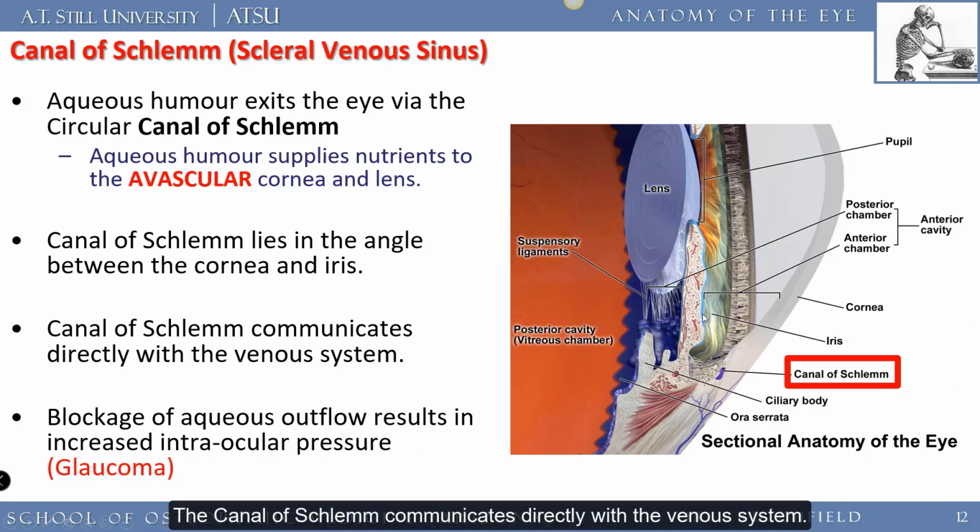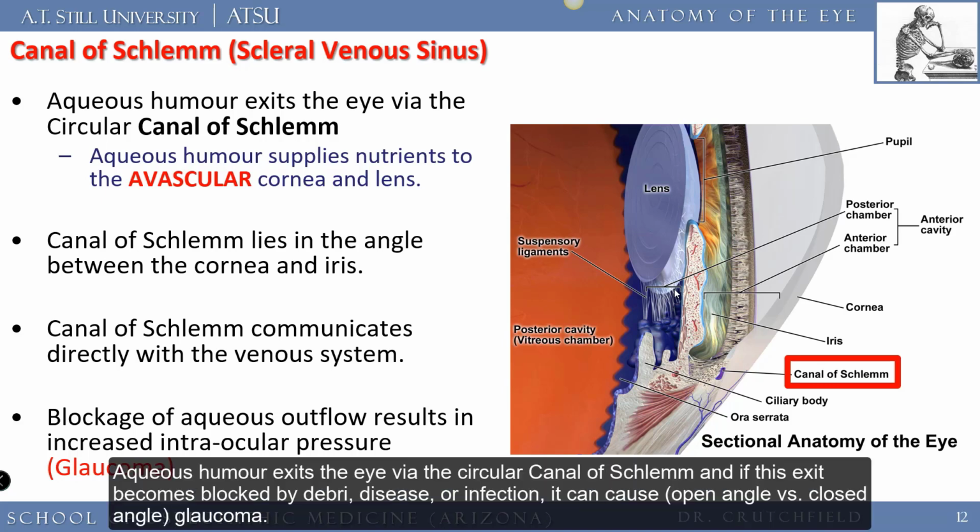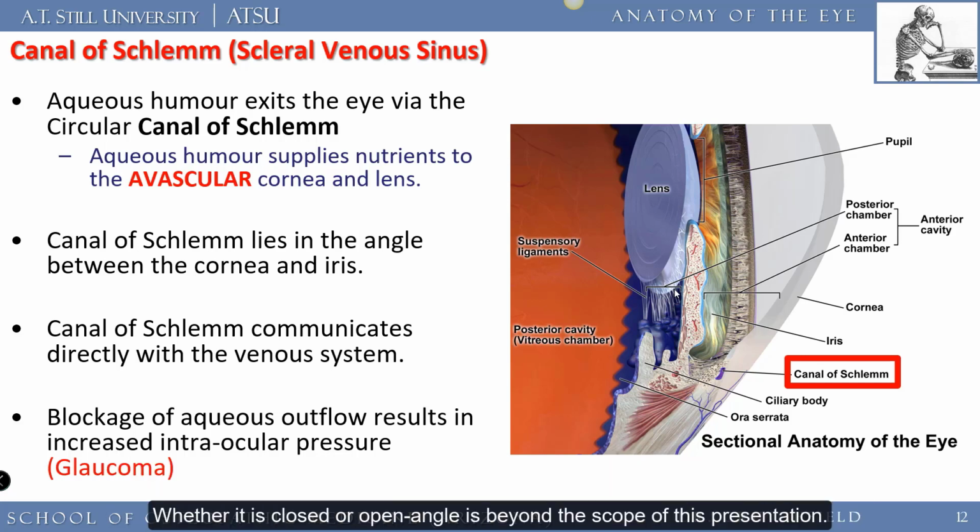The canal of Schlemm communicates directly with the venous system, and if you look closely at these pictures, you'll see that the canal of Schlemm lies in the angle between the cornea and the iris. It's also noted that the cornea and the lens are considered avascular. Aqueous humor exits the eye via the circular canal of Schlemm, and if this exit becomes blocked by disease or debris or some other process like infection, it can cause glaucoma, which is quite common. There's closed angle glaucoma and open angle glaucoma, but they are beyond the scope of this presentation.